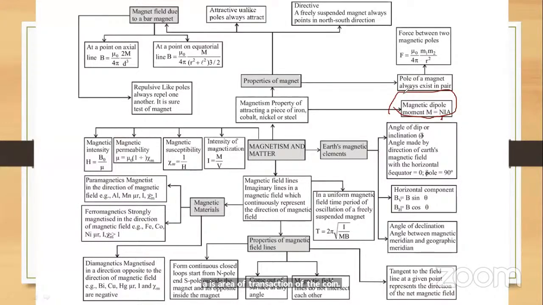Now, what is the force of magnetic poles? If I'm going to observe that magnetic poles are there.